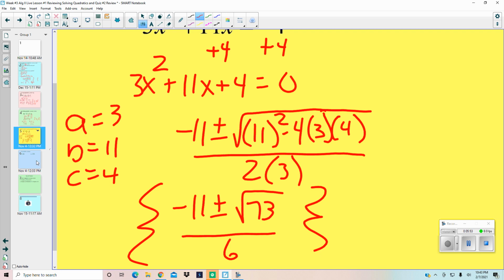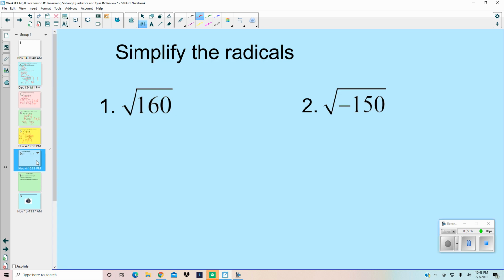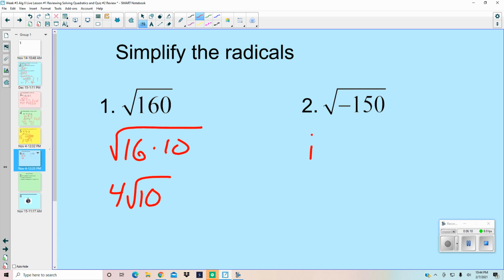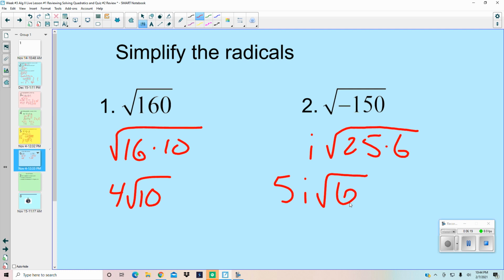And then just as a quick review for the quiz on Wednesday, simplifying radicals means you're taking out the highest perfect square that goes into that number. So this would be 16 times 10, which you'd write as 4 root 10. And anytime you have a negative, you take i out. So that'd be 25 times 6, so you'd get 5i root 6.